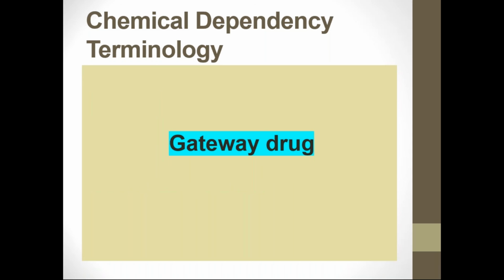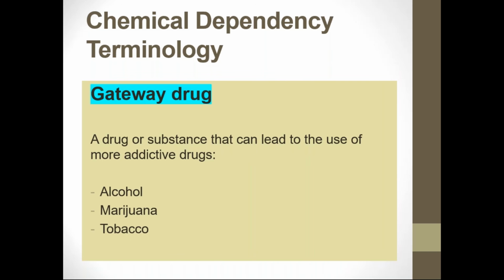Gateway drug, I'll give you an example of how this term would be used. I truly believe that marijuana is a gateway drug, and I will not allow my teenage daughter to smoke it in the house. So I truly believe that marijuana is a gateway drug, and I will not allow my teenage daughter to smoke it at home. So what's a gateway drug? It's a drug or substance that can lead to the use of more addictive drugs. So the gateway drugs par excellence are alcohol, marijuana, and tobacco.